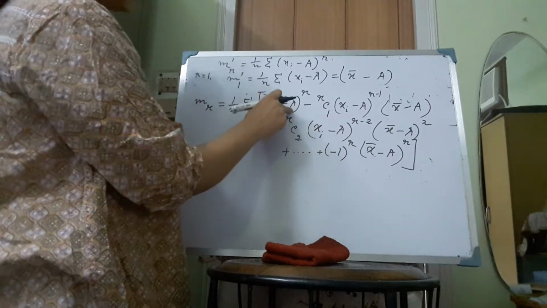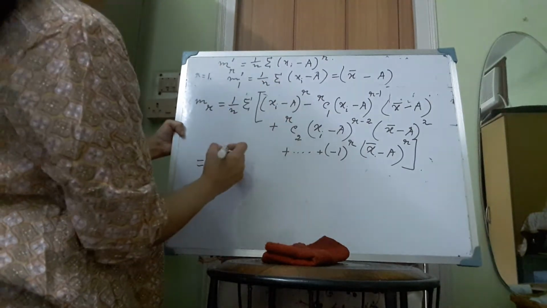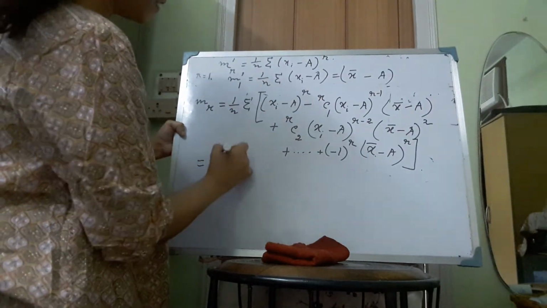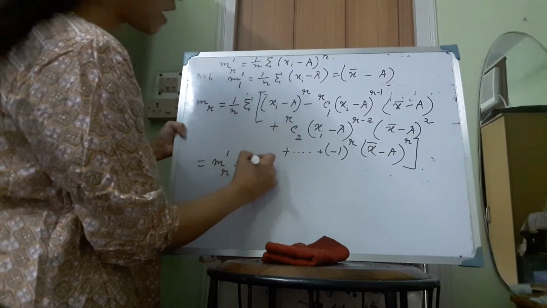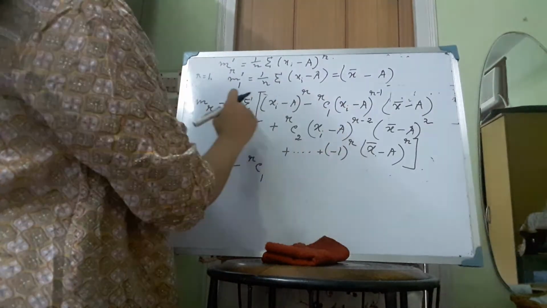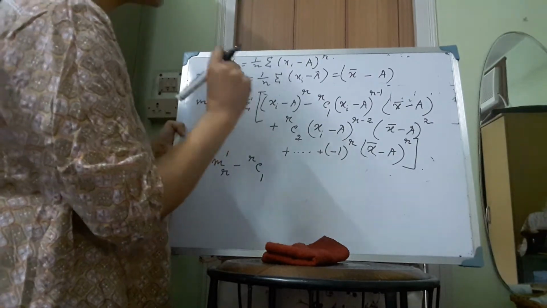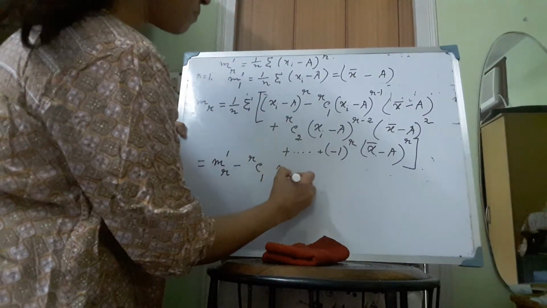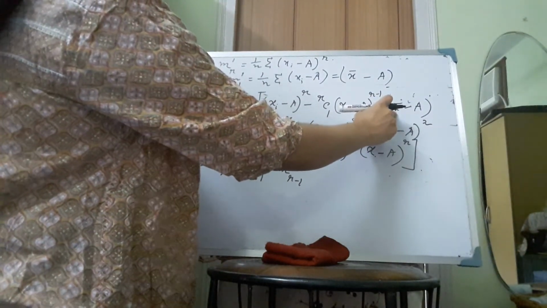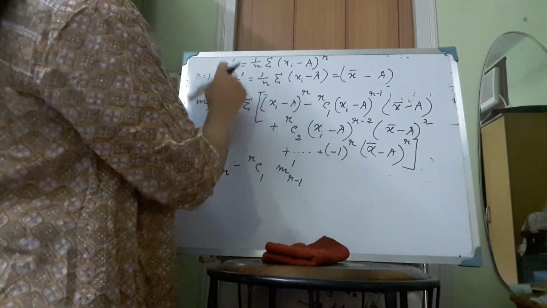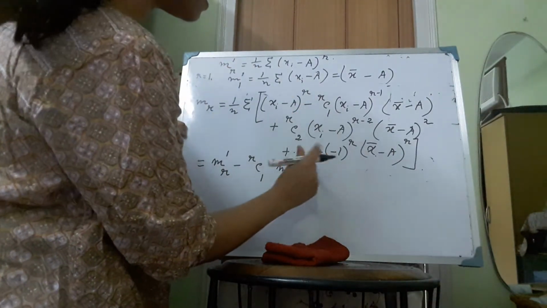Now if we consider the first term with the summation and 1 by n, then this first term represents mr dash. This is the rth order non-central moment. In the second term we will get minus rc1. Then this term with the summation and 1 by n represents the r minus 1th order non-central moment, so we can write m r minus 1 dash, and this term represents m1 dash. So in place of x bar minus a, we can write m1 dash.